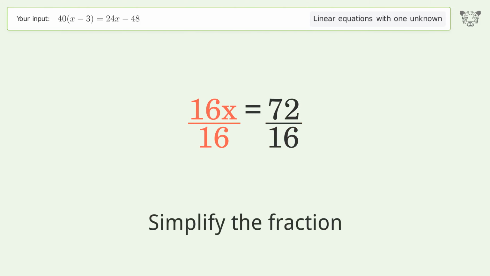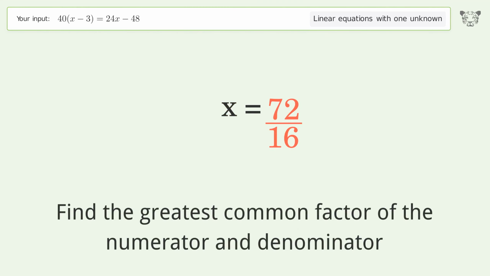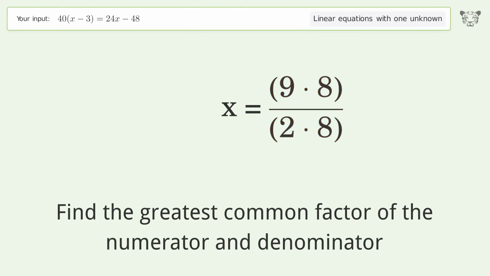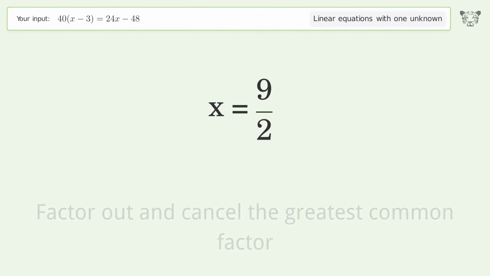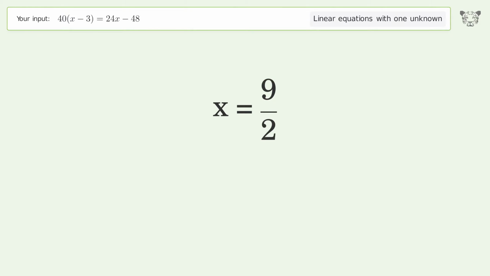Simplify the fraction. Find the greatest common factor of the numerator and denominator. Factor out and cancel the greatest common factor. And so the final result is x equals 9/2.